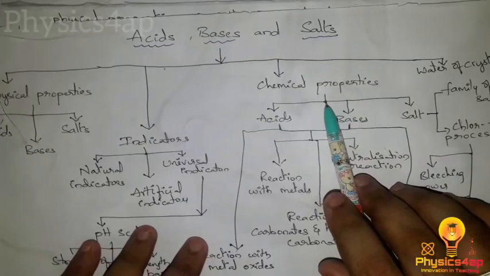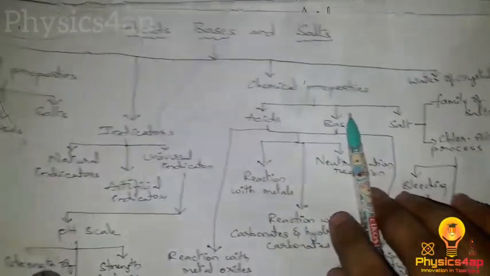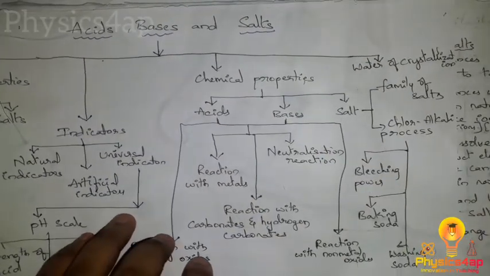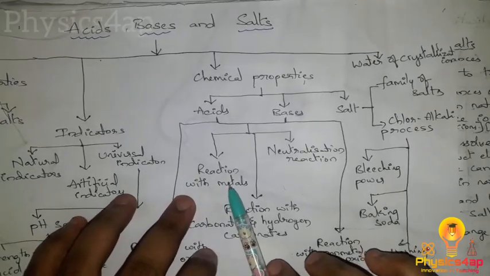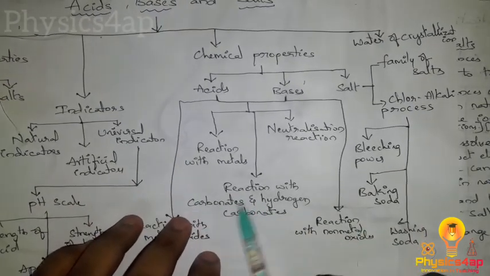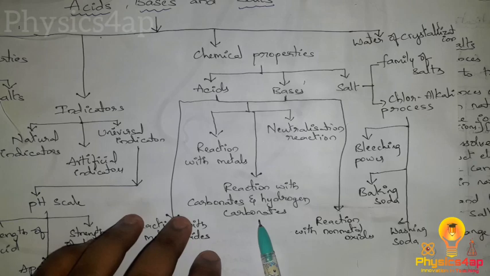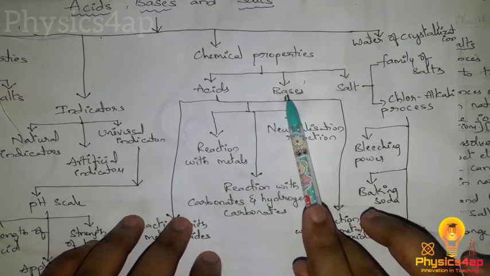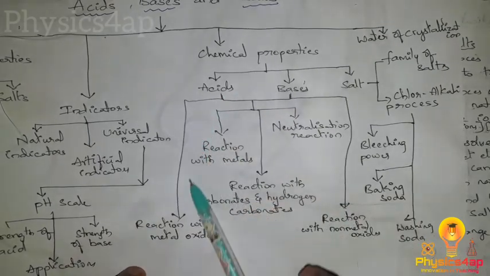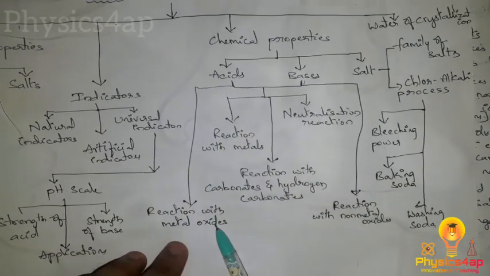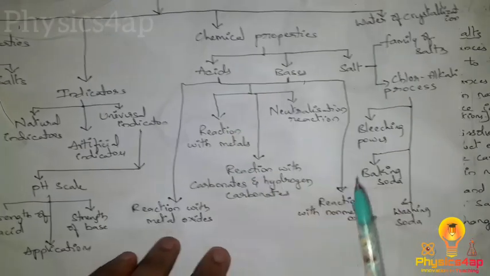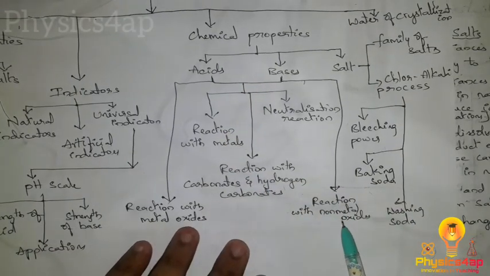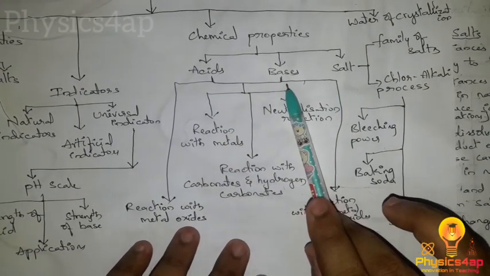And next we'll be discussing the chemical properties of acids, bases and salts. In this we'll discuss the reaction of metals, the reaction of carbonates and hydrogen carbonates, and the neutralization reaction which is common for acids and bases. And for acids, the reaction of metal oxides with acids, and the reaction of non-metal oxides with bases.